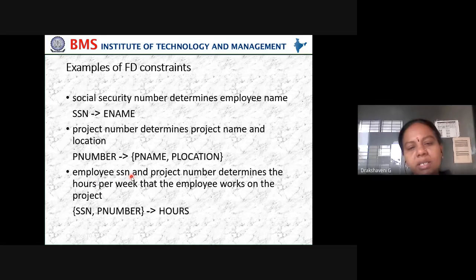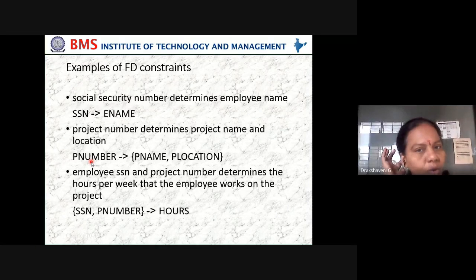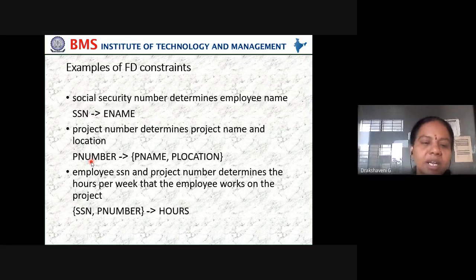Then employee SSN and project. So we are just checking with the employee table whether social security number is functionally dependent on name. Yes, that's what I told just now, USN and your name. Yes, this is definitely fine. Social security number, because it is unique, definitely will be functionally dependent on name. Then project number determines project name and location. Project numbers will be unique for all the projects. So when it is unique, definitely we can say it is functionally dependent on P name and P location.